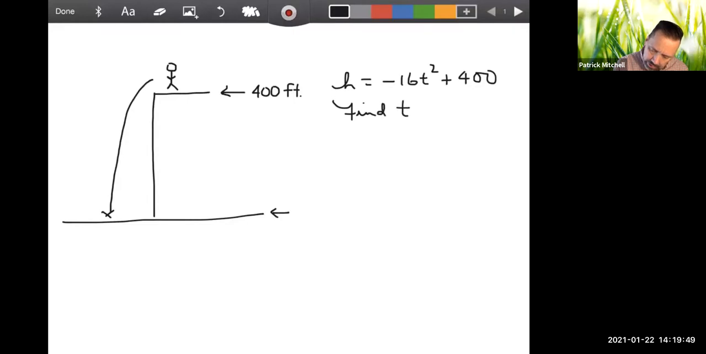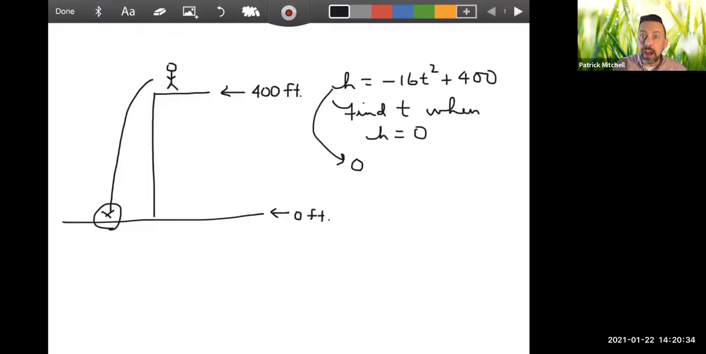Okay, now if we're finding t, that must mean that either we know h or we know how to figure it out. So what is the value of h when the compass hits the ground? At the top of the cliff, it's 400 feet. At the bottom of the cliff, the height is 0, right? So in this problem, we want to find t when h is 0. So just substitute 0 for h.